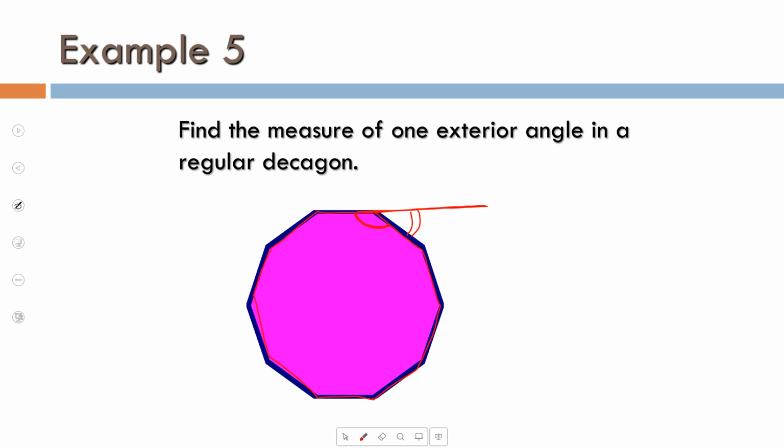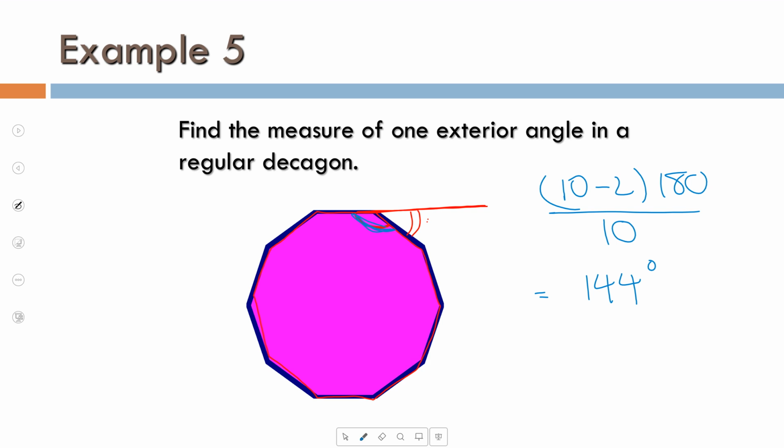Okay, so I'm going to change the example. I don't want to know the measure of this exterior angle. I actually want to find the measure of this angle. I'm going to show you two different ways to do it. That's a regular decagon. How many sides? 10. Right, so I could do 10 minus 2 times 180 divided by 10. Somebody do that quick and tell me what the answer is. 144. Say again? 144. Thank y'all.